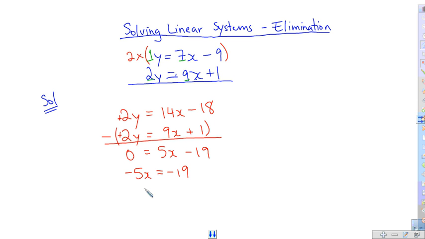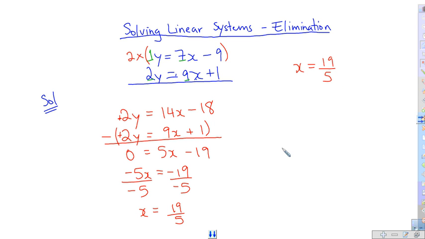Oh boy, this means a fraction is going to be involved. So I divide here by negative 5, divide by negative 5, and then I get x equals positive 19 over 5. Okay, I can't reduce that fraction. The negative signs actually cancel out with each other, and that's my x. So part of my solution now is 19 over 5.